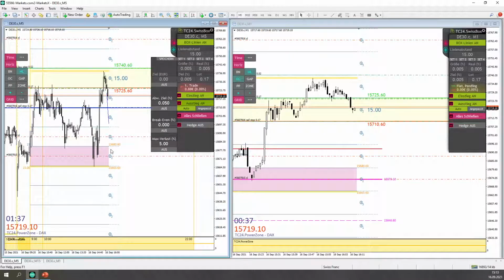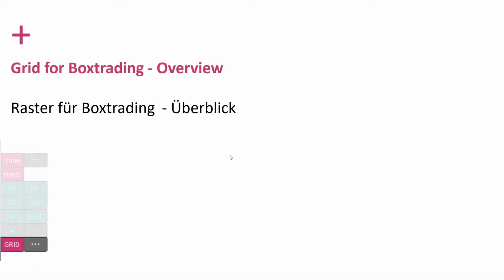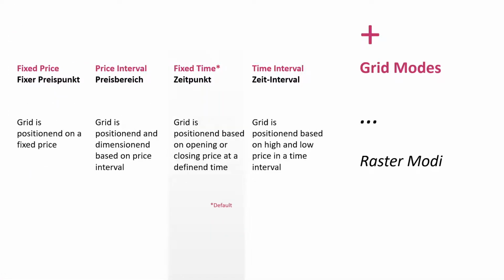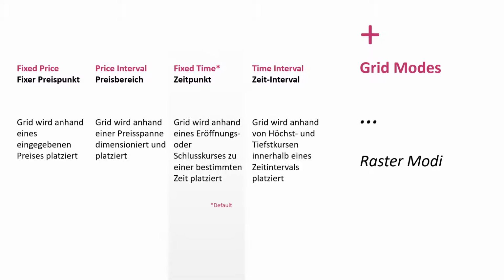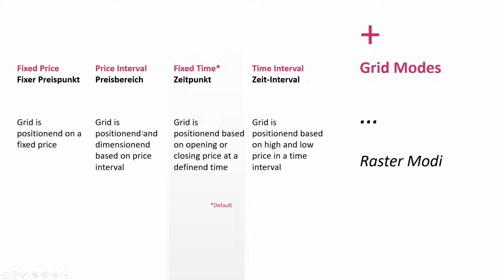Yeah. So there are some things you can do for placing your grid. There are different ways of positioning your grid.